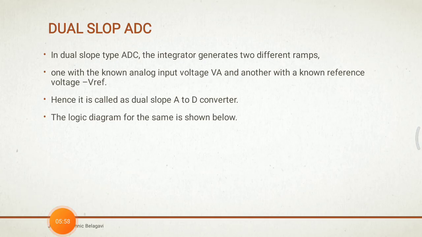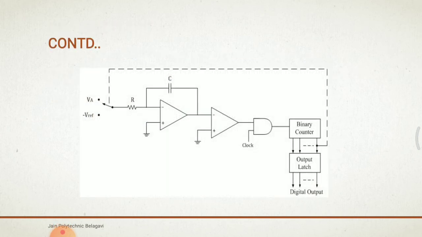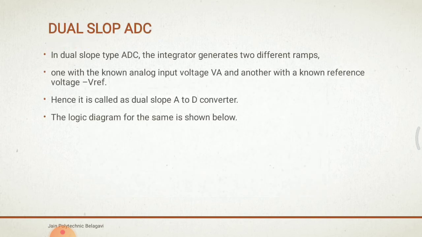Dual slope ADC. Dual slope type analog to digital converter. The integrator is going to generate two different ramps, one with the known analog input voltage VA and also one with the reference voltage minus VREF.